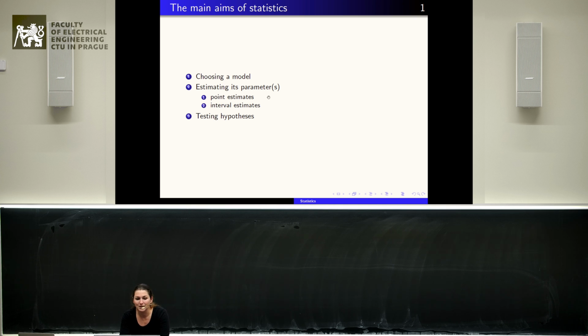And finally, we will test some hypotheses, meaning that we have some data. And for example, we observed that the number of clients in the bank is equal to 2.7 per hour. And we want to make some marketing strategy saying we have many clients in our bank.